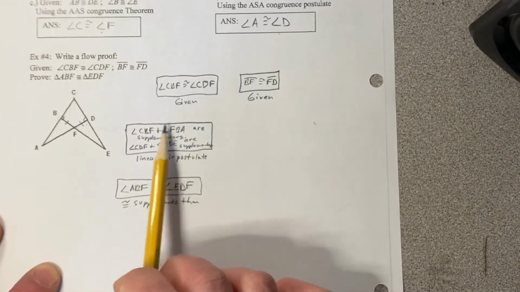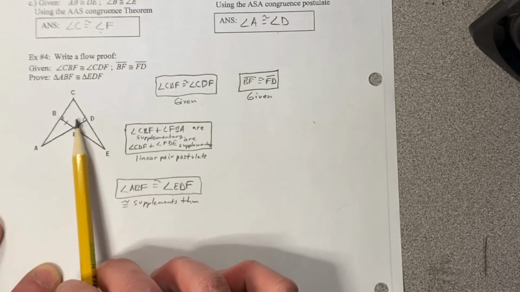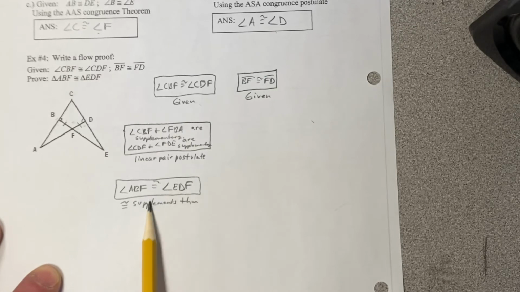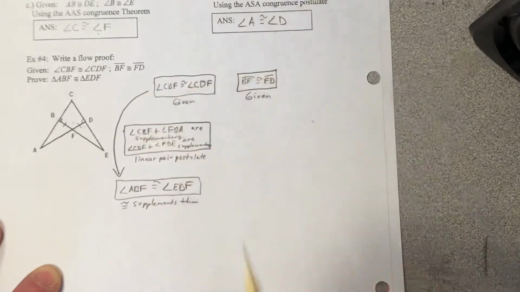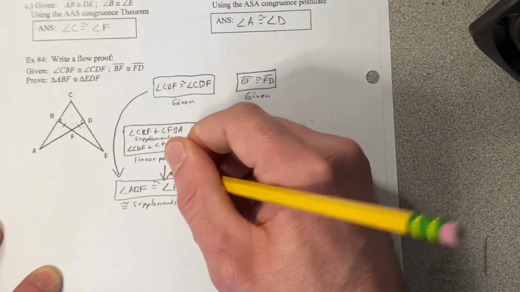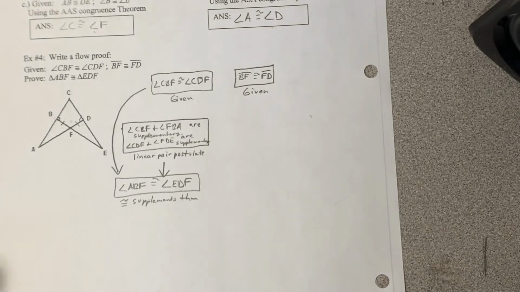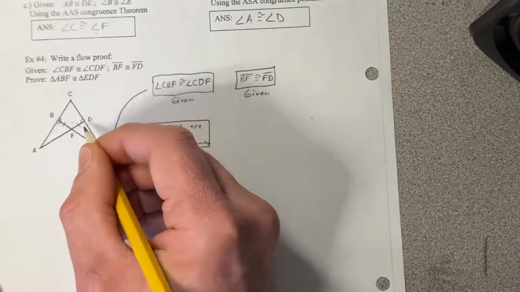Now, notice I didn't draw any arrows to this statement here. That was based off the picture. It didn't come from these statements. But the congruent supplements theorem required us to know that some angles were congruent, and it required us to know that some angles were supplementary. So it's the result of those two reasons right there. After using the congruent supplements theorem, we know that these two angles are the same.